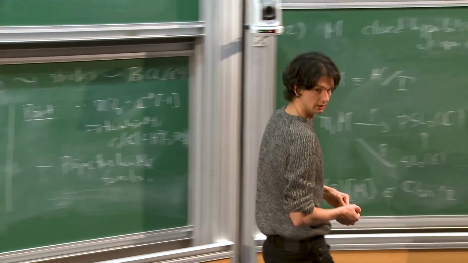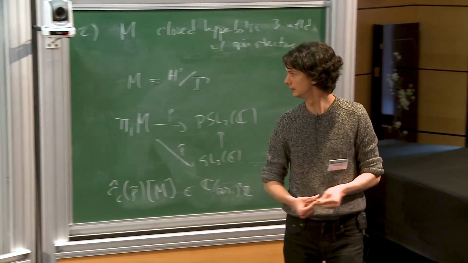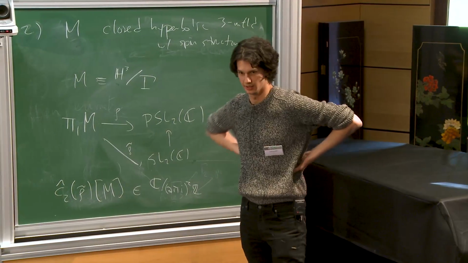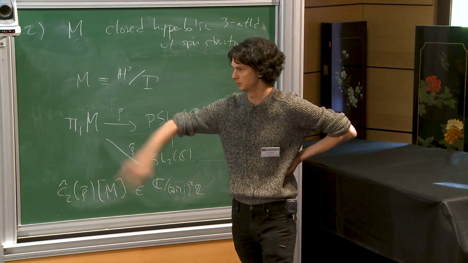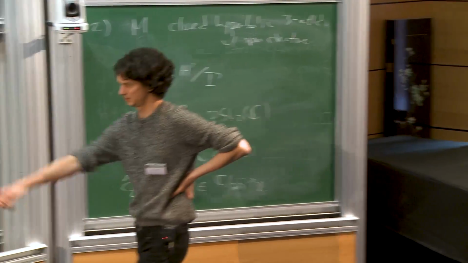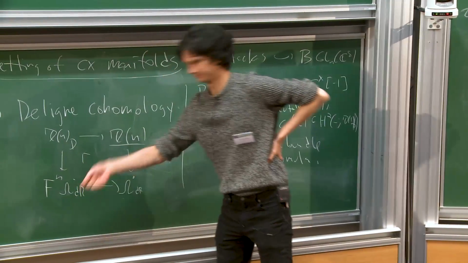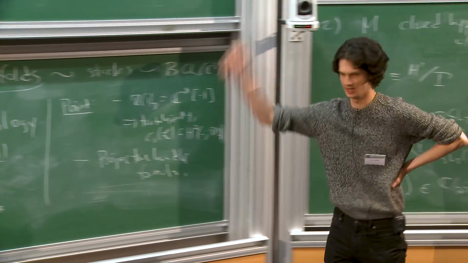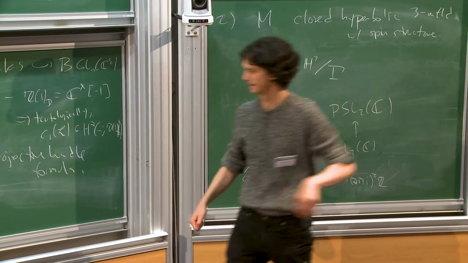Sorry, I'm confused. You also have a ring structure? Yeah, that's the point of writing it like that, because this is a multiplicative filtration. If you take the direct sum over n, you get a ring structure on that.